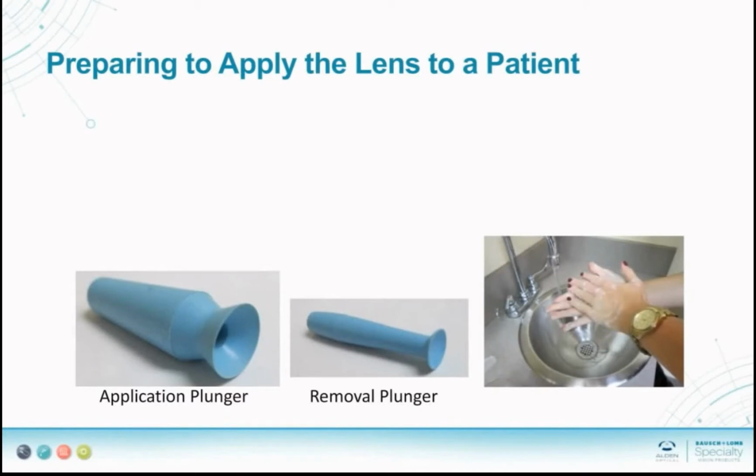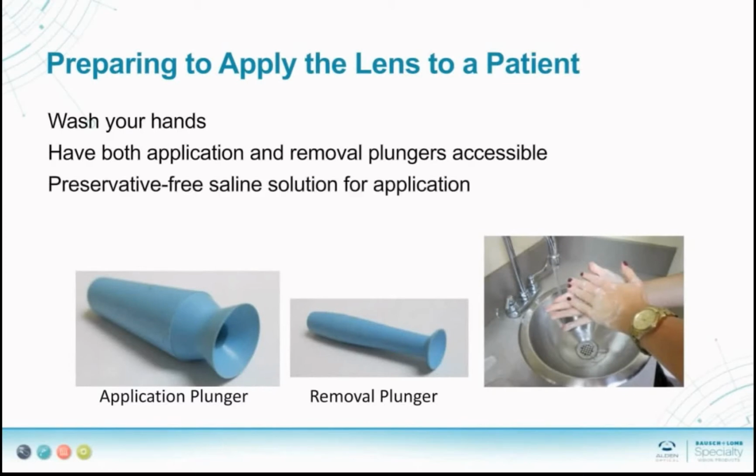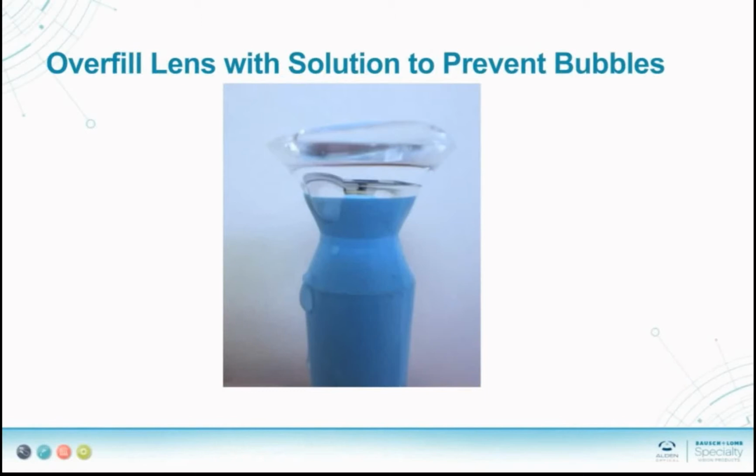Now you must prepare the lens for application. Have both the application plunger and removal plunger available. As always, wash your hands. Have plenty of paper toweling for the patient or an apron for the patient to wear. Overfill the lens with preservative-free saline. We recommend scleral fill preservative-free saline indicated for use with scleral lenses. Gently dip a fluorescein strip into the saline so the saline has plenty of fluorescein.